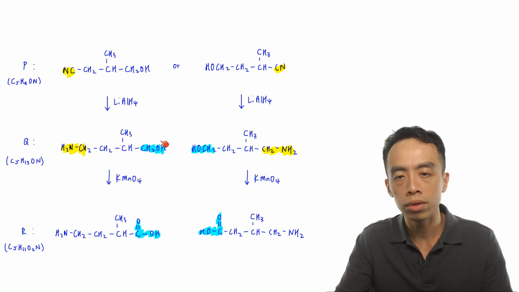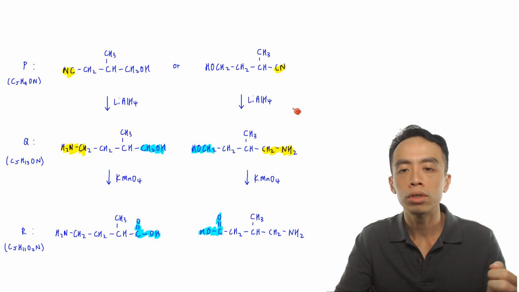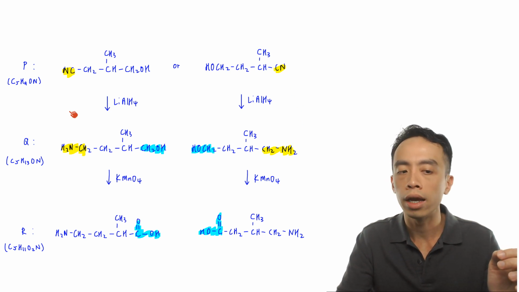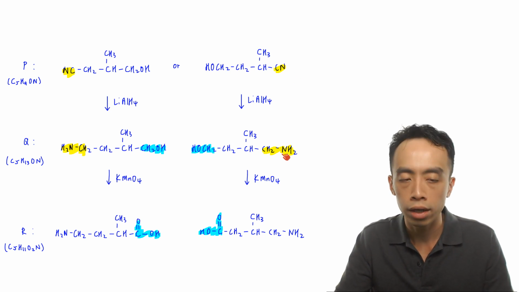If it is the other possibility where the nitrile is here, then if I reduce this nitrile, Q will be something like this. So basically converting P to Q, I just need to target the nitrile and convert the CN to a CH2NH2. Same thing here, if this is the other possibility, I just convert the CN to a CH2NH2.